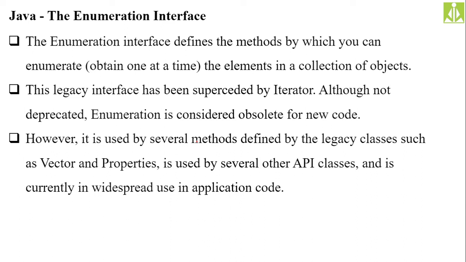Okay, although not deprecated, enumeration is considered obsolete. Obsolete in the sense no more in use. Obsolete for new code. So if you are doing an advanced implementation, like in Java 13 or any advanced framework you are using to create your application, your project, then you have to use this iterator rather than going with this enumerator. We are not saying deprecated, because deprecation is something different. It is not yet deprecated, but it is obsolete. Obsolete in the sense no more in use. It is existing but no more in use.